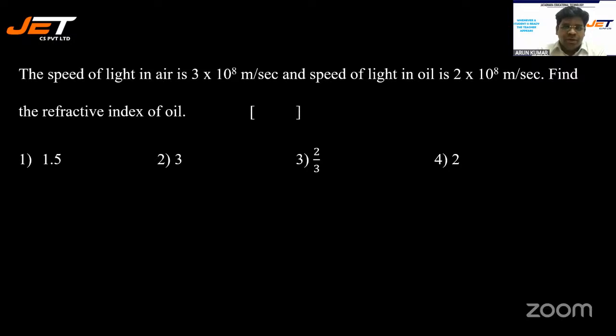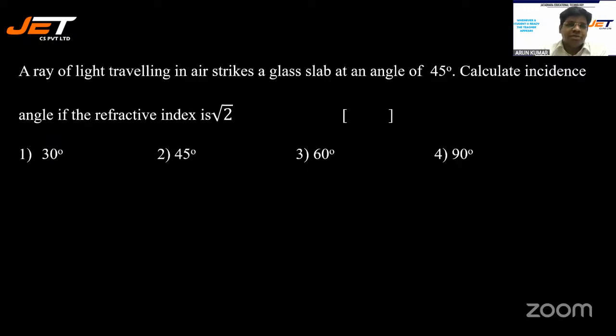Refractive index is the speed of light in vacuum or air divided by the speed of light in the medium. So that is nothing but 3 into 10 power 8 by 2 into 10 power 8. Yes, option 1 is absolutely right, and everyone has mentioned option 1. Brilliant. Now here is the next one.